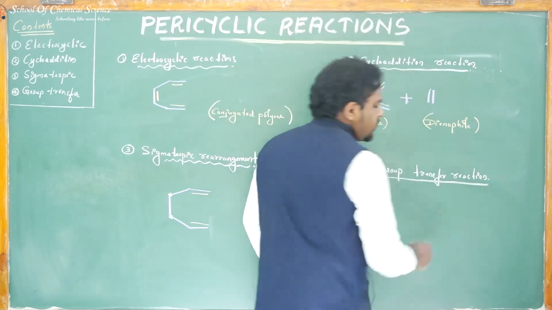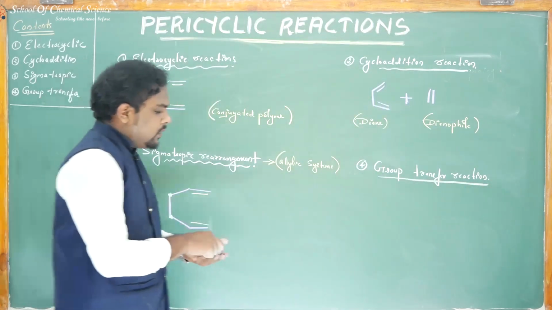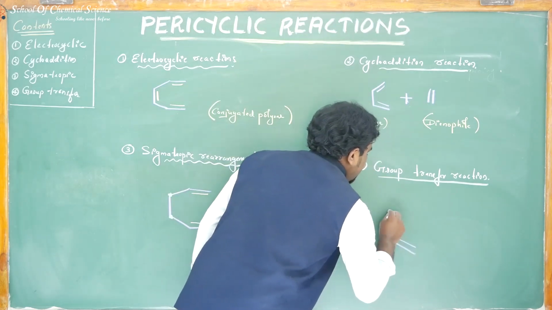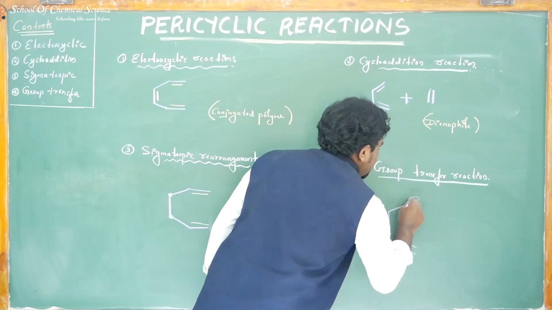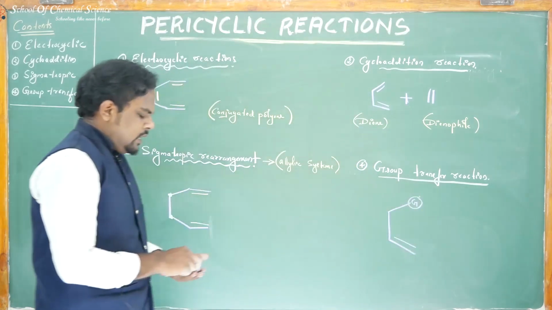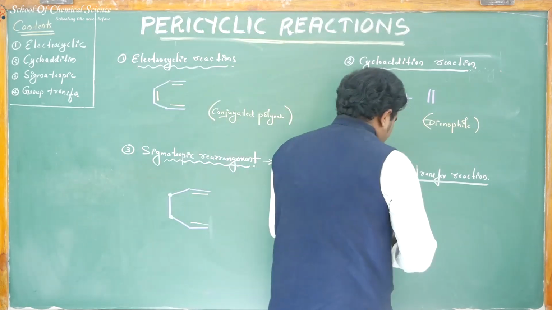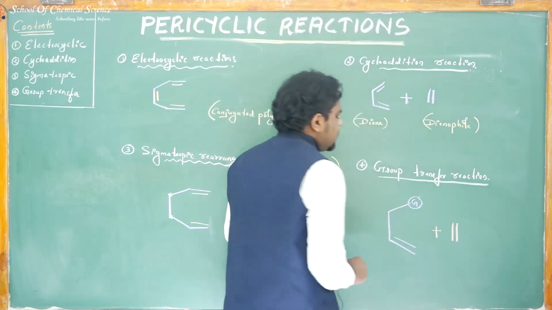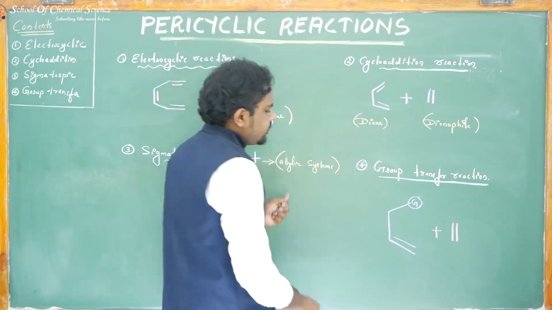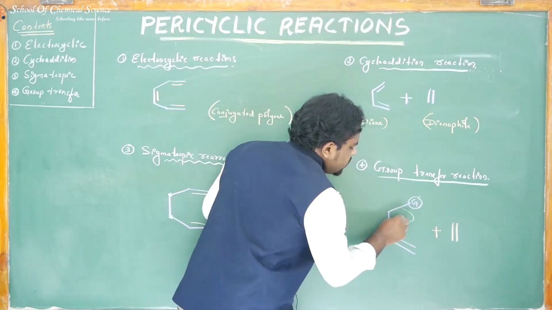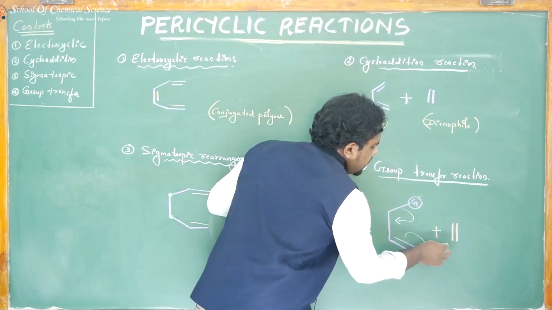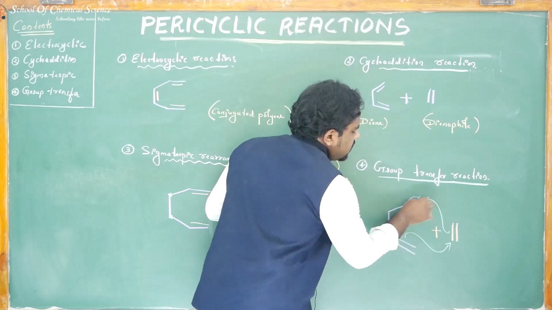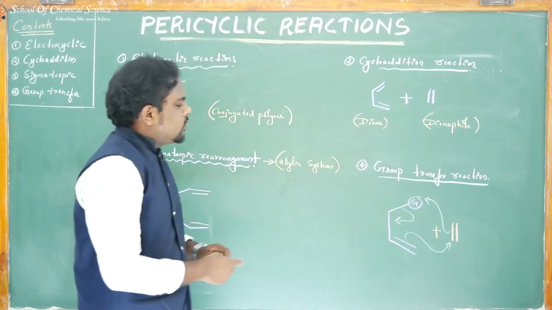Group transfer reaction. For example, here a group G is present. This one on reaction with a diene like this. What happens? This sigma bond shifted towards this carbon. Here this pi bond makes a bond here, and this bond catches up this group.